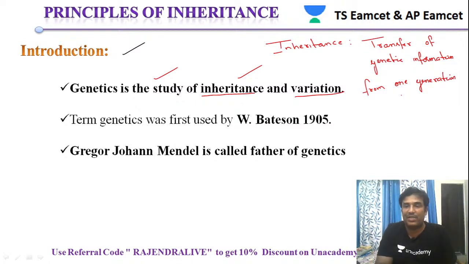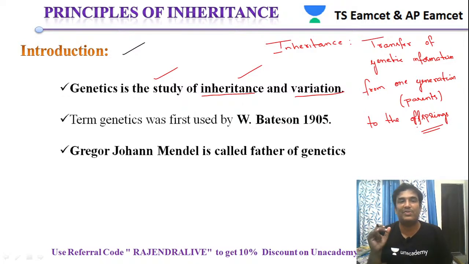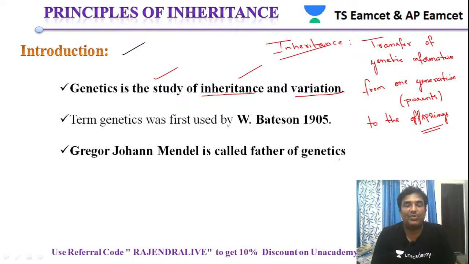So one generation means what? Transfer of genetic information from parents to the offspring, from one generation to the other generation. Such a process is called inheritance. So transfer of genetic information from one generation to the other, that is called inheritance.